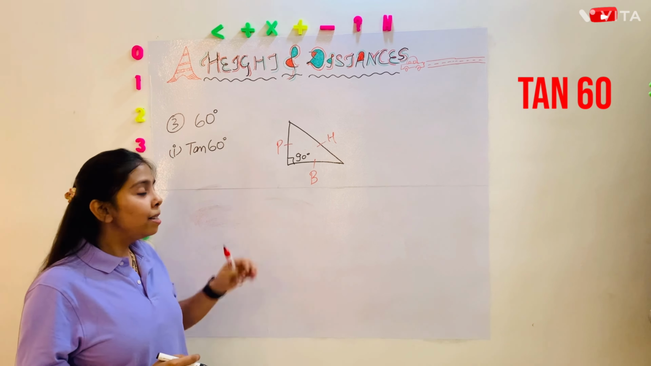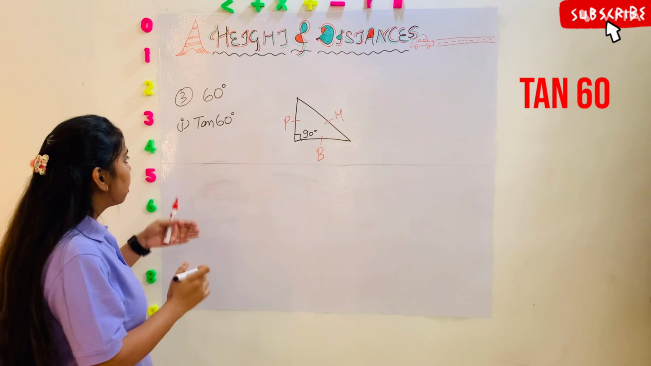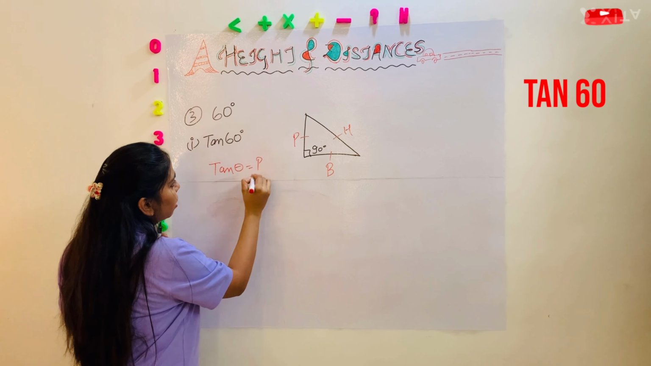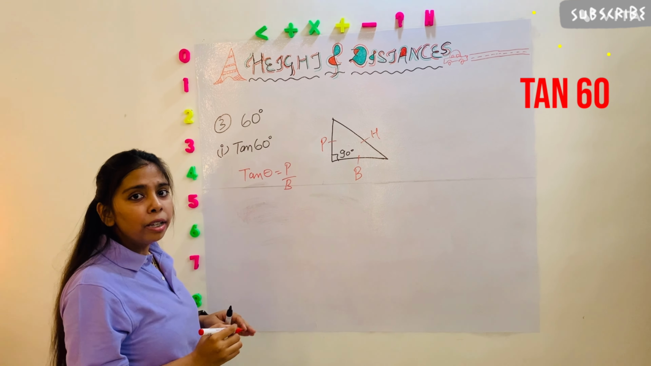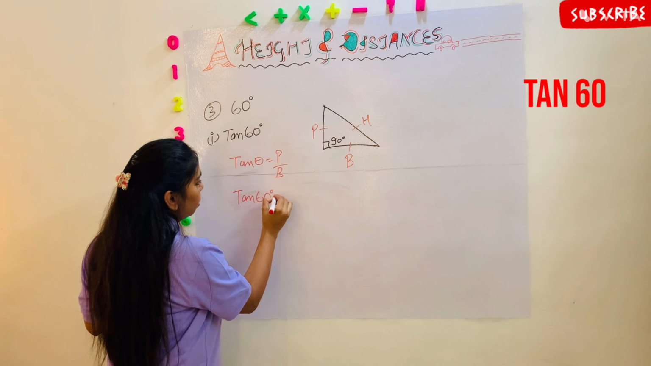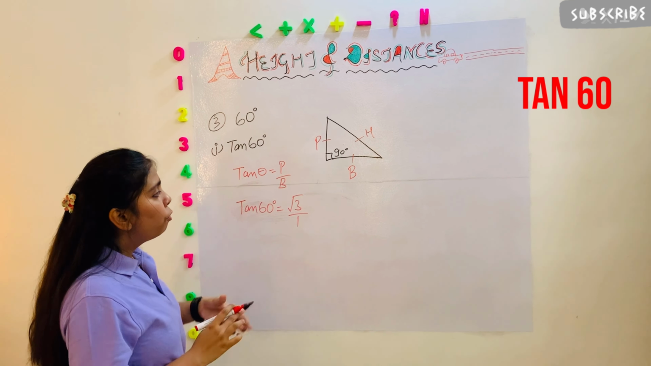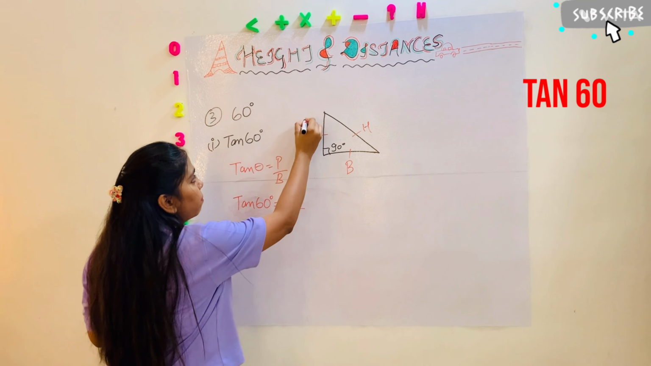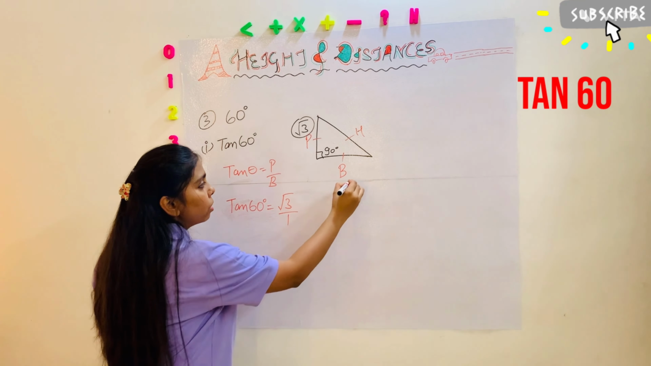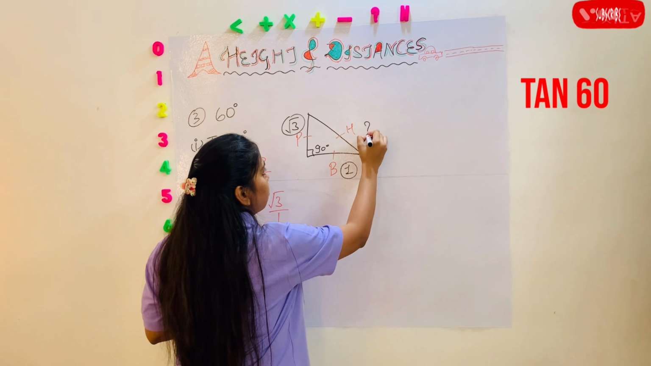Okay. So friends, let's start with the angle 60 degree. So the first one is tan 60 degree. And tan theta is equals to perpendicular by base. Okay. And the value of tan 60 degree is equals to root 3. Okay. So the value of perpendicular is equals to root 3, and the value of base is equals to 1. And we have to find out the value of hypotenuse.